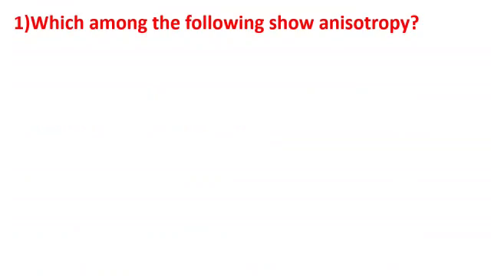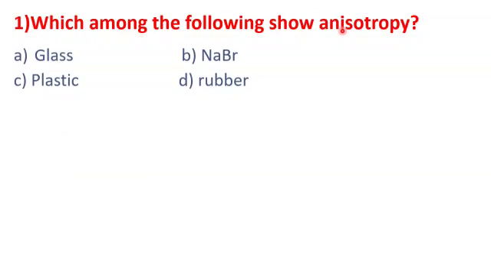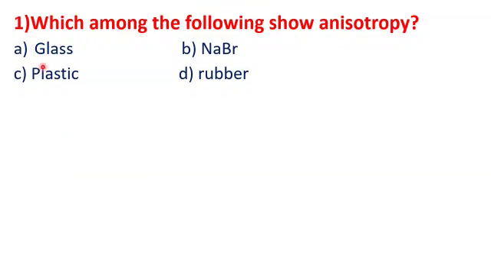First question, which among the following show anisotropy? Options are A. Glass, B. Sodium bromide, C. Plastic, D. Rubber.